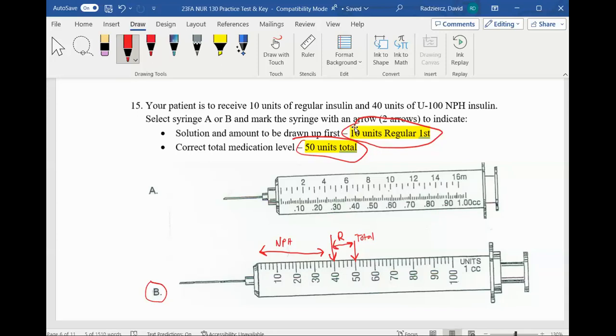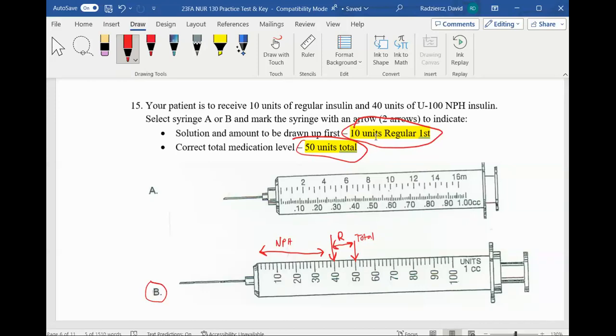You've even heard the analogy clear before cloudy, but I would even just say it sounds to me like only regular is clear. So it's always regular first. So if you're mixing insulin, regular insulin first, and then whatever else second. It's usually Humulin N or NPH. I think they might even all be the same thing. And then you want to make sure you can add those two numbers together, right? 10 units plus 40 units is 50 units.